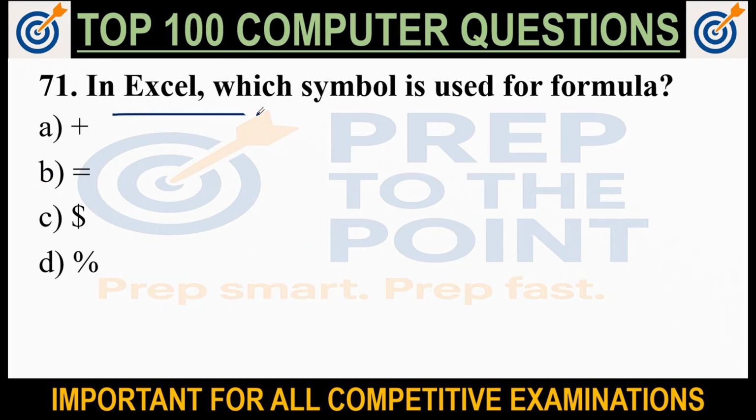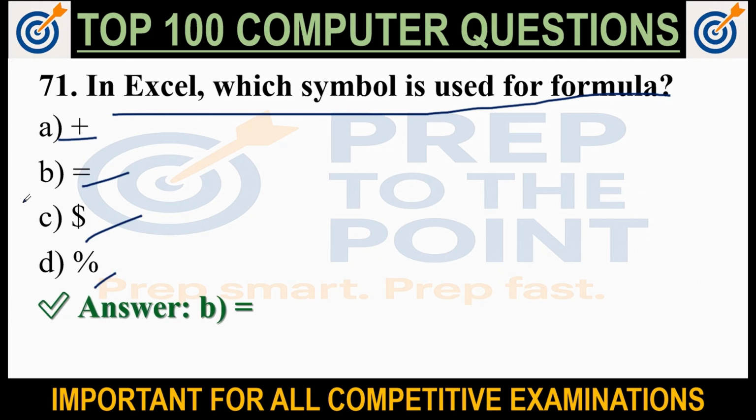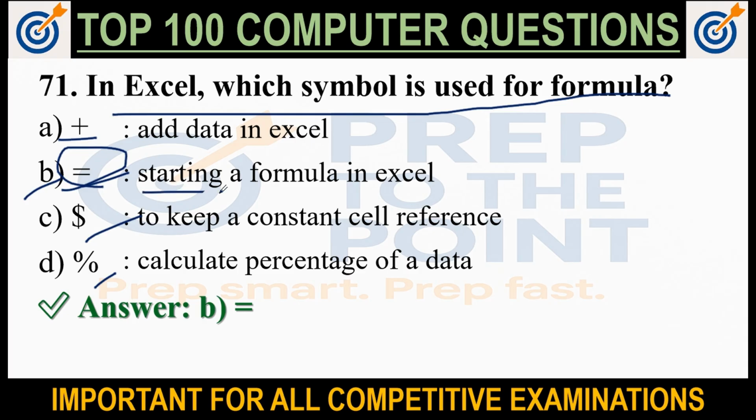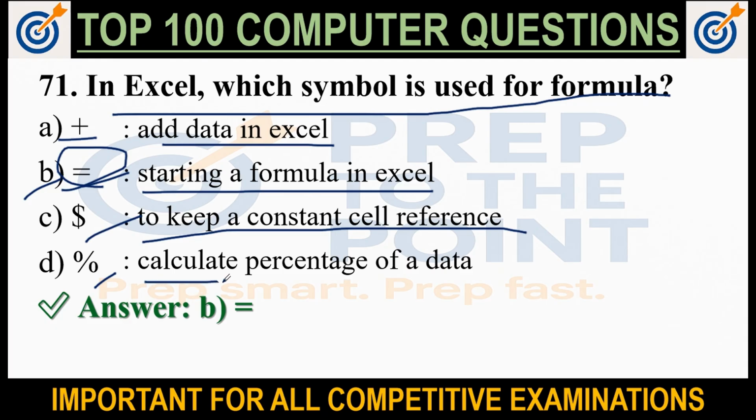In Excel, which symbol is used for formula? Plus, equal to, dollar or percentage? The answer is equal to. Whenever we use Excel, to use any type of formula, firstly we have to use the equal to symbol to start a formula in Excel, while plus is for adding data in Excel, dollar is to keep a constant cell reference, and percent is for calculating percentage of any data.